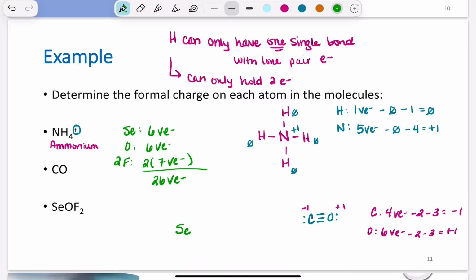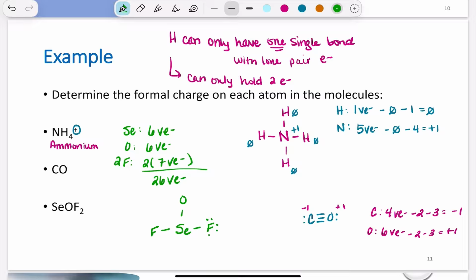Selenium's going to go to the center because it's the least electronegative. How do I know that? Because I know that fluorine is first and oxygen is second, so therefore it can't be higher than those. Connect all of my atoms, fluorines and oxygen. It doesn't matter which spot you put them in. I just like my molecules to look symmetrical. If I had put the oxygen on the side and the fluorine on the top, that doesn't matter at all.